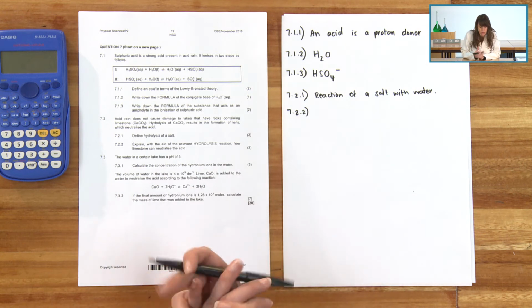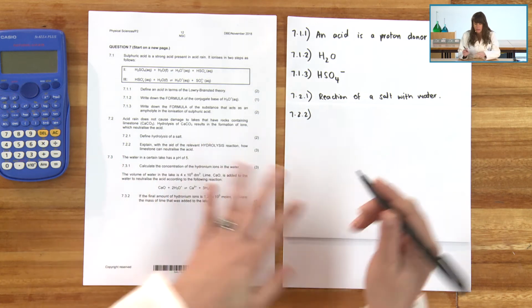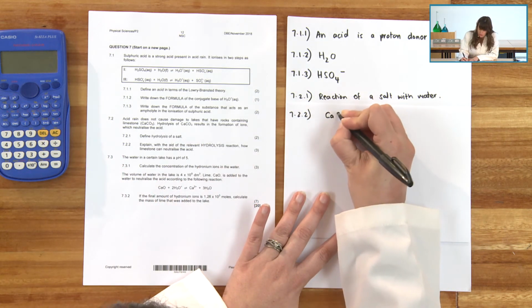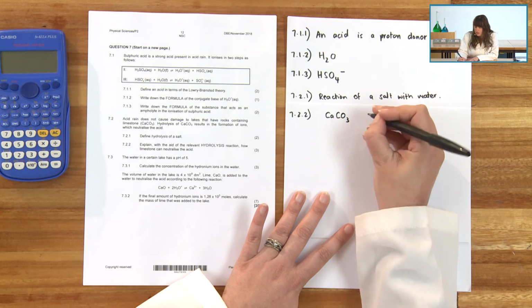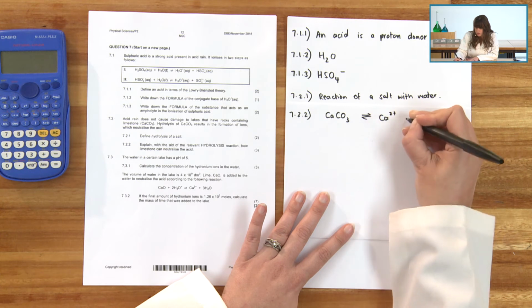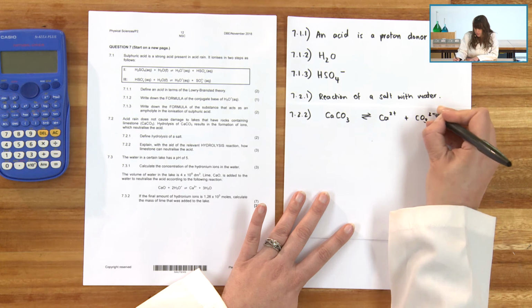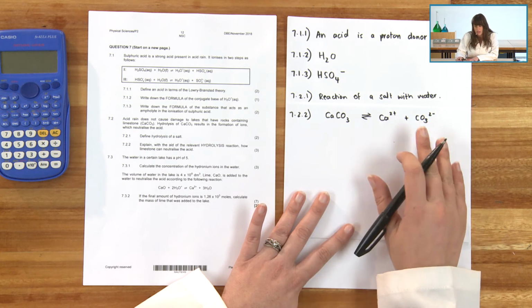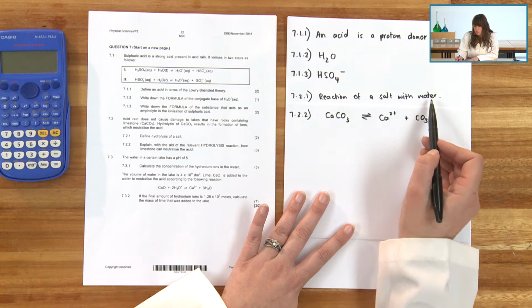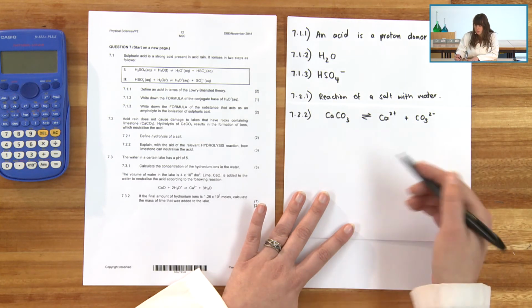Question 7.2.2 says, explain with the aid of relevant hydrolysis reaction how limestone can neutralize the acid. So let's first talk about the salt. We've got calcium carbonate, and we know that when that ionizes, it's going to form calcium ions plus carbonate ions. Now, this is not the hydrolysis reaction. Remember, hydrolysis is a reaction of a salt with water. So here I'm just looking at my salt to determine which part of the salt is going to undergo the hydrolysis.